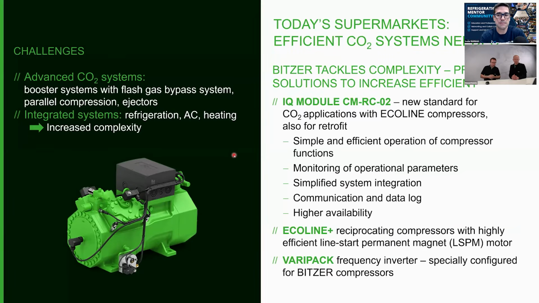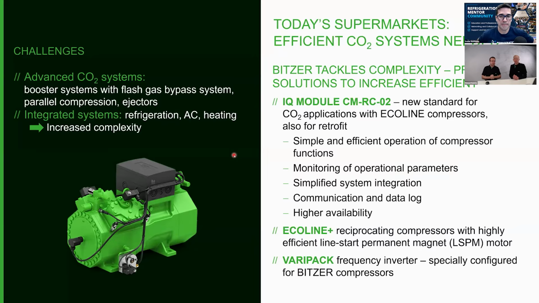Therefore, in 2016, at the Chillventa, we launched for the first time the so-called Ecoline Plus range. So the LSPM, line start permanent magnet motors, you can use directly online without any electronics, and you have a more efficient compressor. Secondly, in Europe, we have the Varipack frequency inverters, which are very easy to configure and also to select, because you get the perfect match to your compressor.